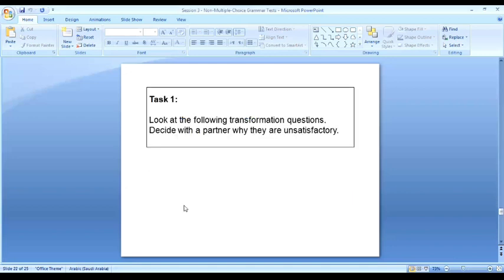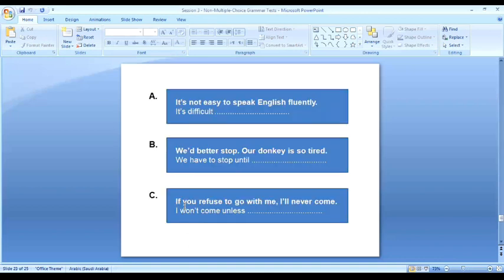And this is a task. Look at the following transformation questions. Decide with a partner why they are unsatisfactory, like what we mentioned above. Like this sentence: it is not easy to speak English fluently, it is difficult. Here, in number 1, the students are going to just copy, so there should be some transformation. You say it is difficult to speak English fluently. Not easy means difficult.